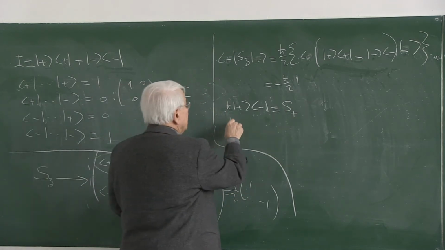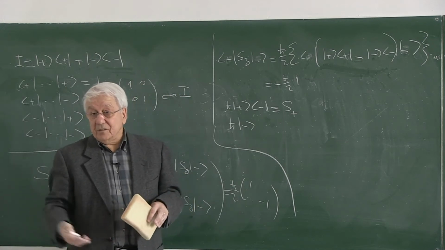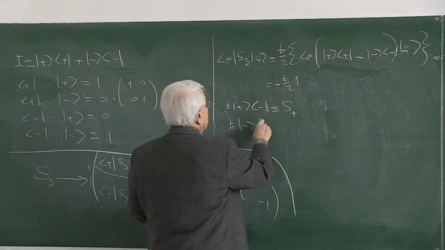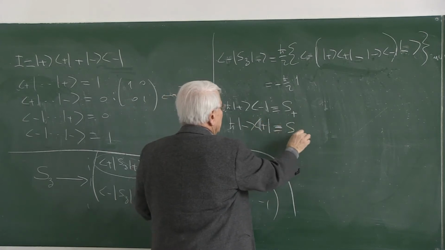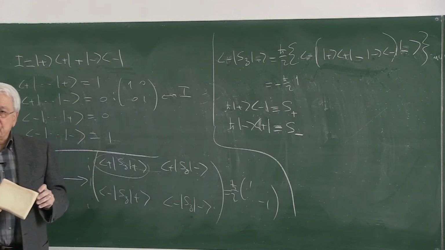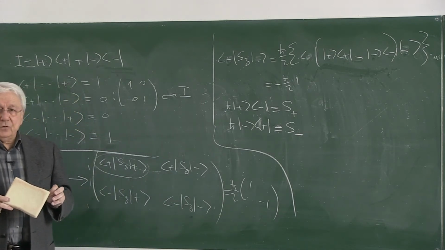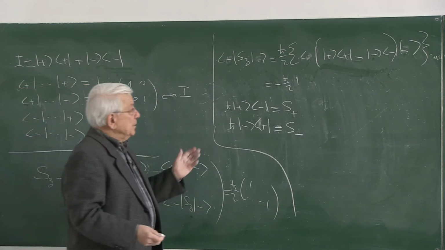And let me define another operator. Outer products of the kets are operators. That's another operator, plus. Let me define it as minus. You may wish now to find the matrix representations of these new operators. Let's do it. What are the matrix representations of them?